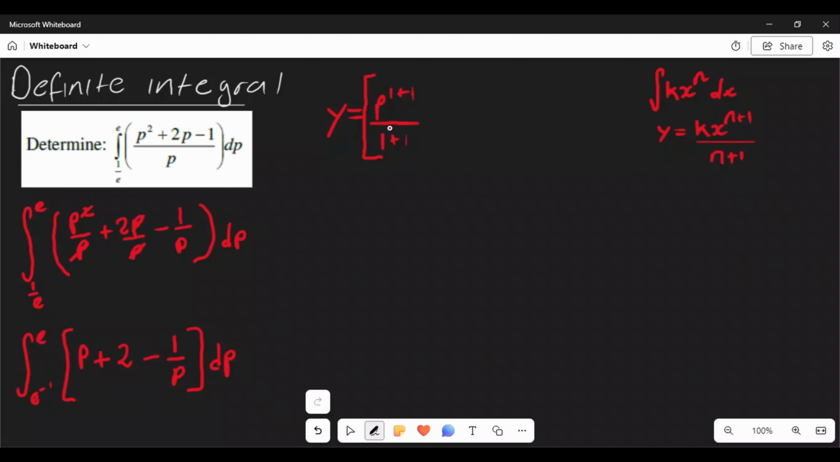All right, so we go to the second term. The second term as well is the power rule. Like I said guys, go to that video where I talk about the power rule if you don't understand here.